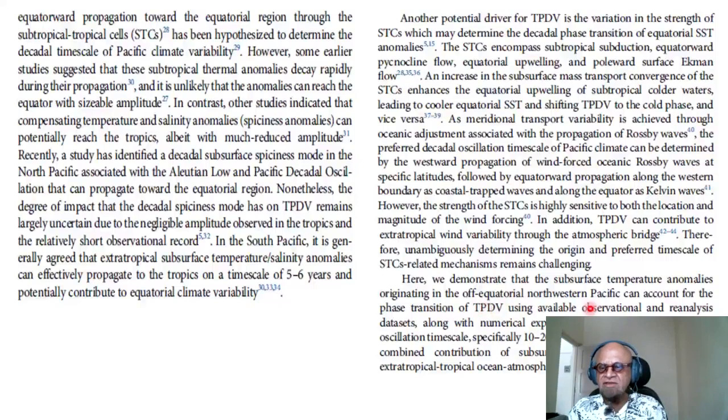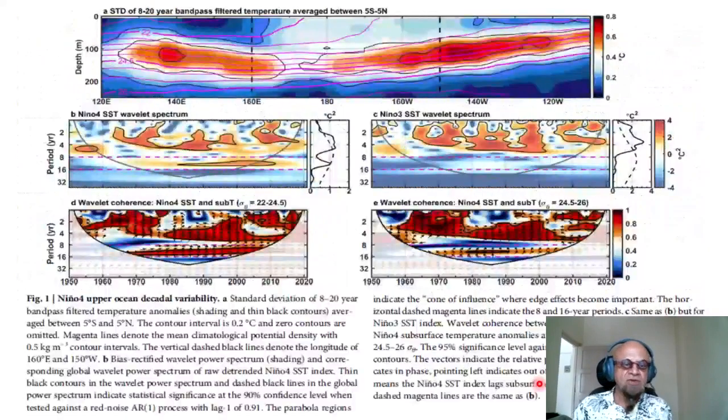Here we demonstrate that the subsurface temperature anomalies originating in the off-equatorial northwestern Pacific can account for the phase transition of TPDV, using available observational and reanalysis datasets along with numerical experiments to fill in the missing understandings. Furthermore, a preferred oscillation time scale, specifically 10 to 20 years, can be established through the combined contribution of subsurface temperature anomalies and extratropical-tropical ocean-atmosphere interaction. So they're trying to close all the loops.